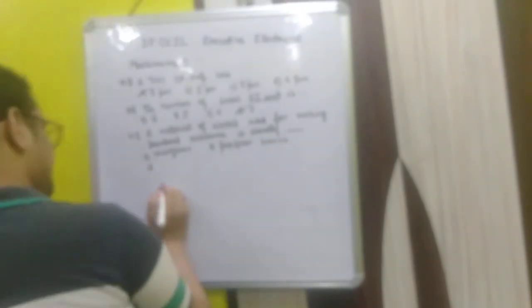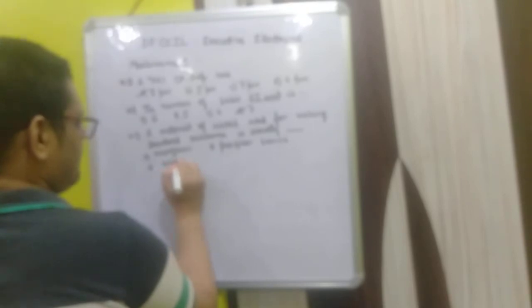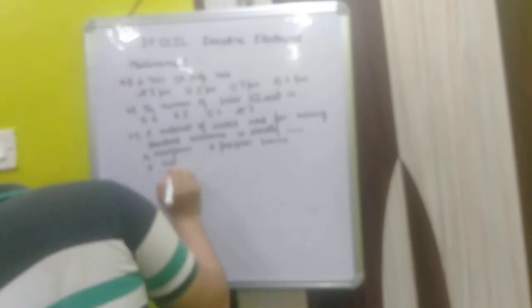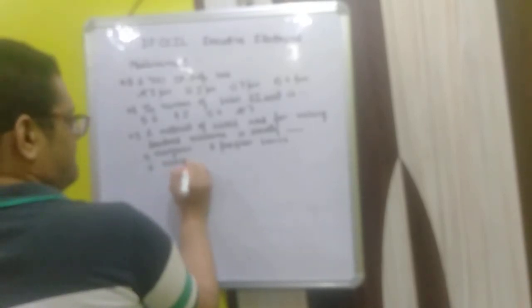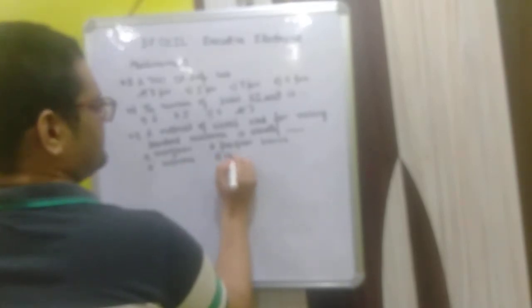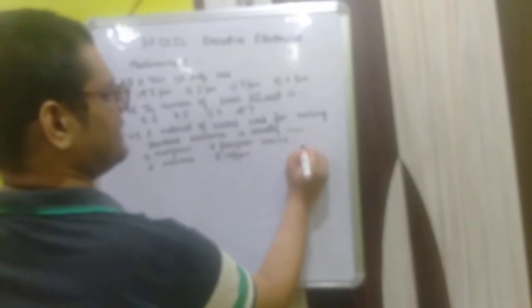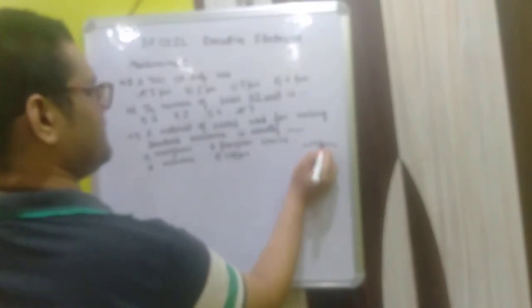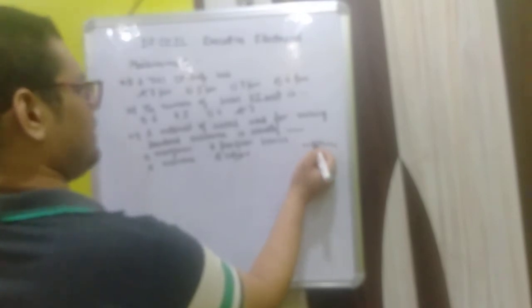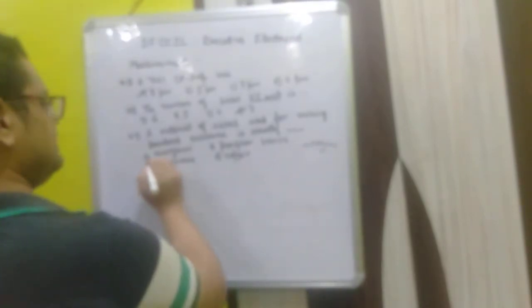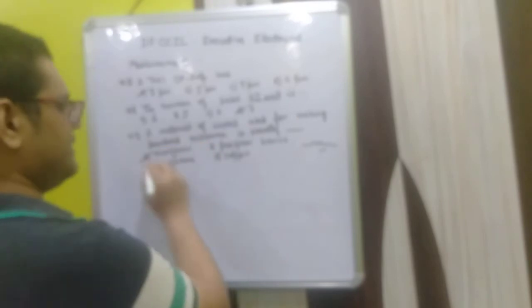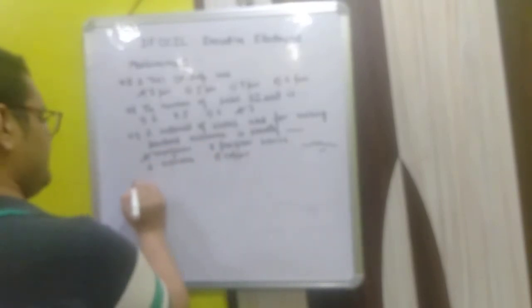Option C is given as nichrome. And option D is given as copper. So for using the wires, the material which is used for making the standard resistance is manganese. So it is also a theoretical question. It's very easy, you have to memorize.